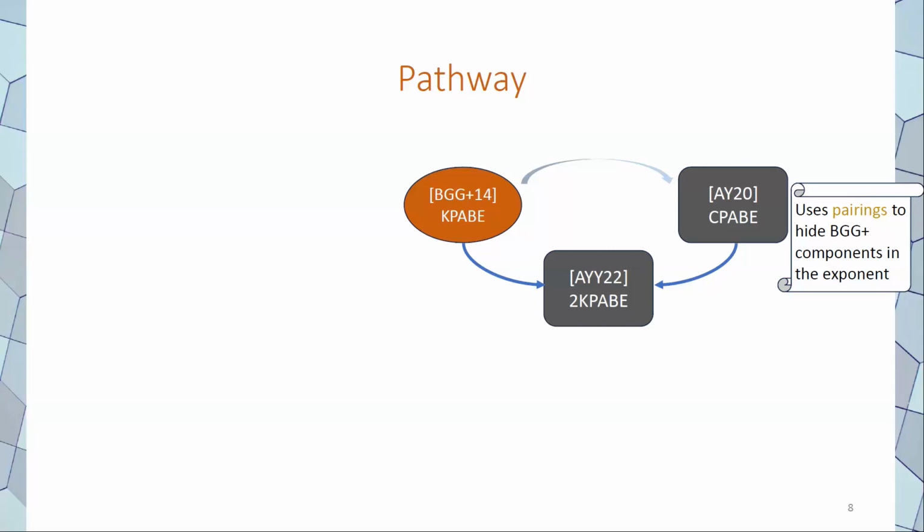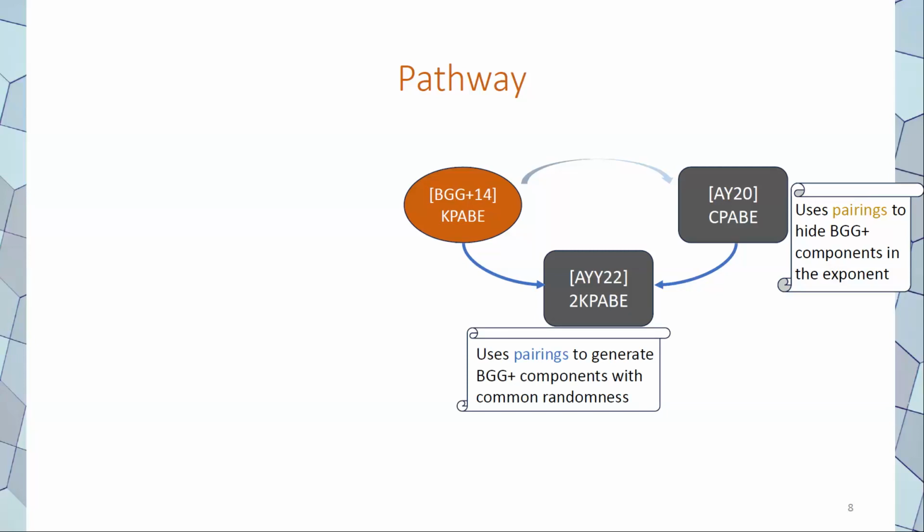And then later on in 2022, we realized that the same techniques can be used in a different setting of multi-input ABE. And here, basically, what we did is that we also used pairings to again hide these ciphertext components in the exponent, and re-randomize them with trash randomness. So user 1 randomizes it with R1 in the exponent. User 2 randomizes the ciphertext with R2. And when we take pairings, we get BGG+ ciphertext components in the exponent, but with common randomness. But since pairings have the inherent limitation of allowing only one multiplication, we were fundamentally stuck at arity 2.